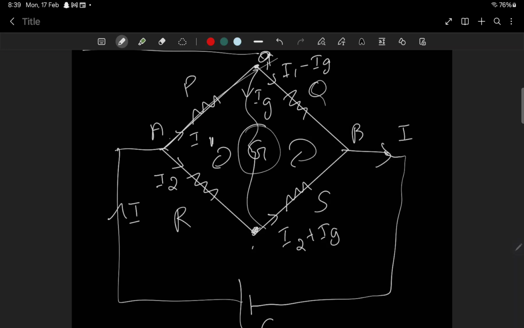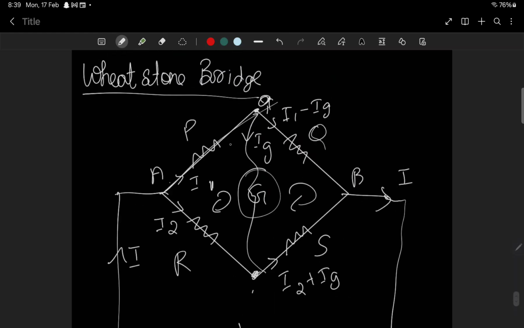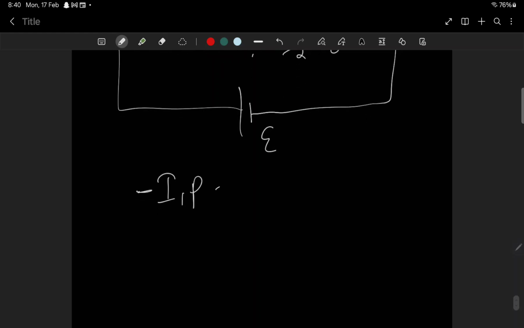I1 into P. So I am going in the same direction as the current, so that becomes minus I1P, because a decrease is happening, right? Now I am going from Q, from this top point to this down point through this galvanometer. This galvanometer has a resistance G, that you have done in practical physics, right? So Ig is the current passing through it, and I am also going in the same direction. So minus Ig into G.